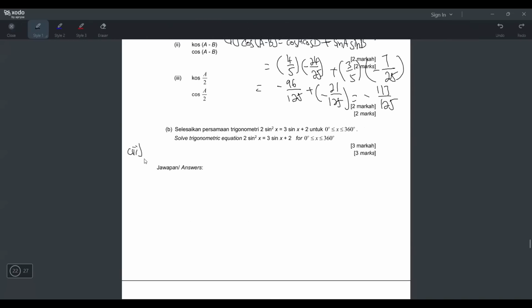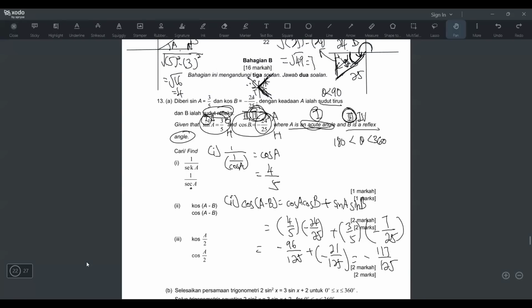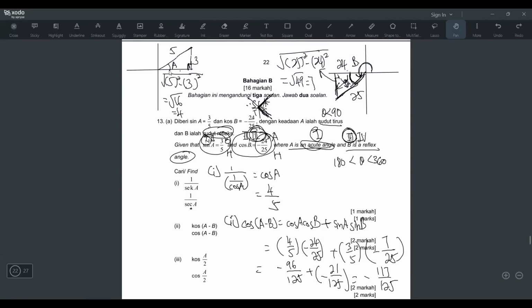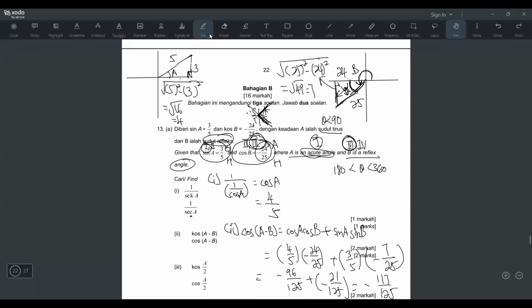Okay, number 3, they want to find cos A over 2. Let's go to the diagram that we drew just now. You can see that without drawing these two, memang tak boleh buat semua soalan ni. So for this type of question, remember kena lukis. How to find cos A over 2? Of course, you already know which diagram you have to look at, the first one or the second one. Mesti the first one because it's about A, right?